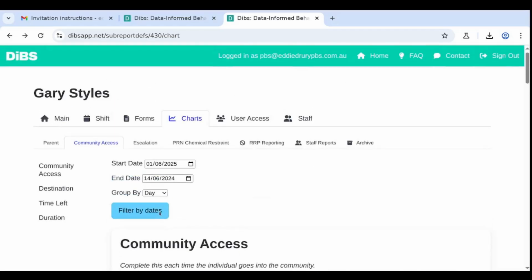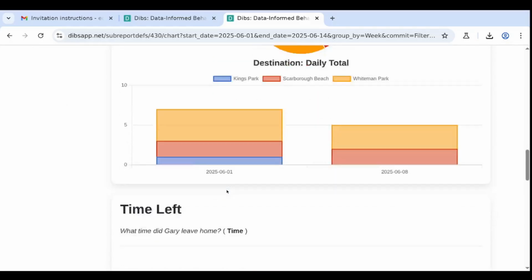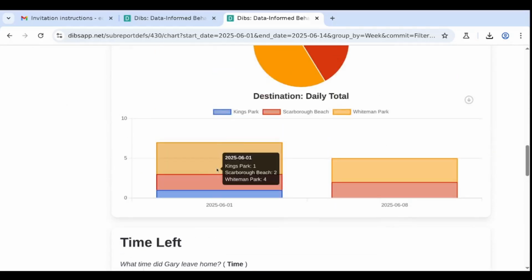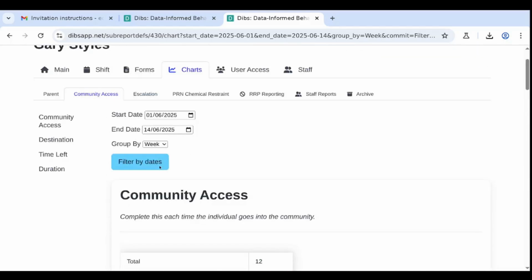Let me show you what this looks like if I choose week instead of day. Great. This time it's clumped those time charts together. So this now is describing one full week as opposed to just one day. And it's going to be the same if I do it by month or year, exactly the same as that.